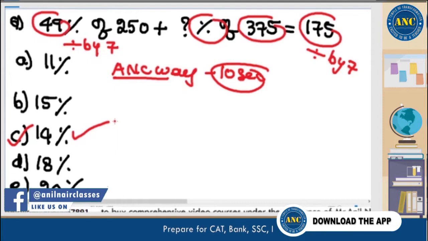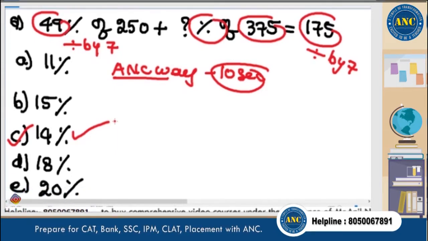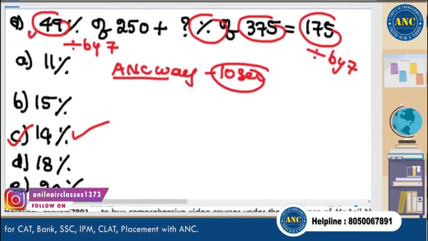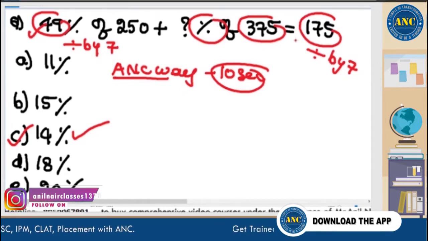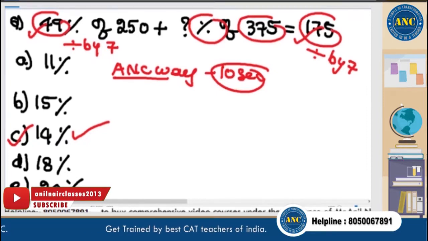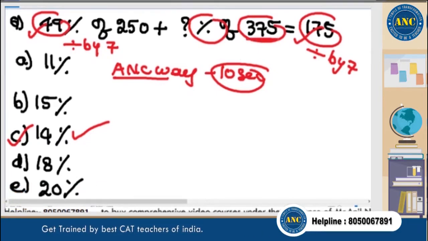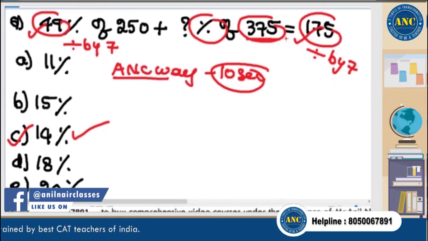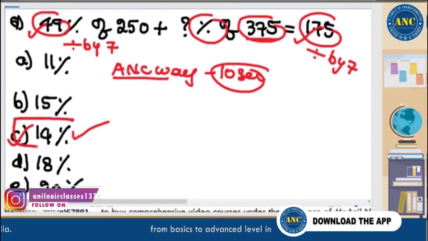Go and watch other live class channels. Who will discuss these methods? 49%, it is divisible by 7. 175, it is divisible by 7. 375, it is not divisible by 7. Percentage should be divisible by 7.